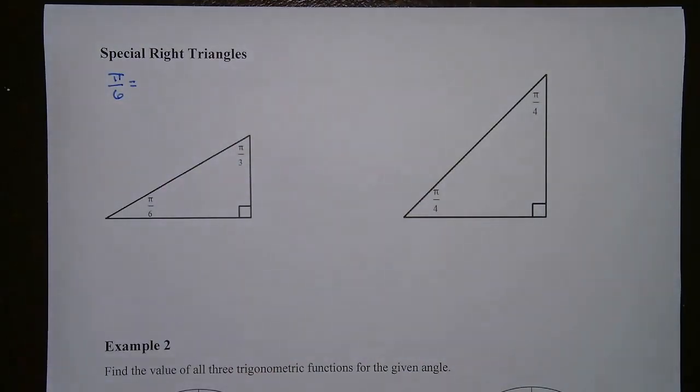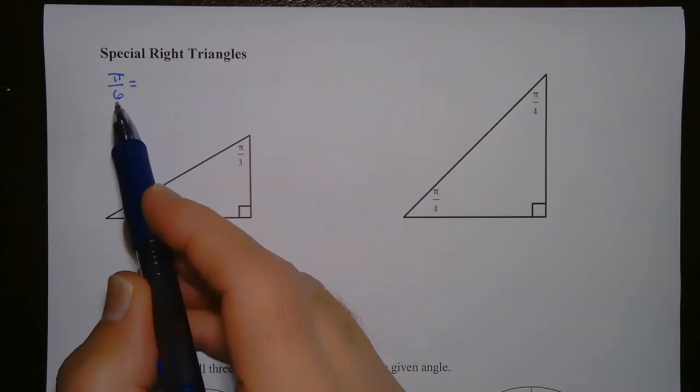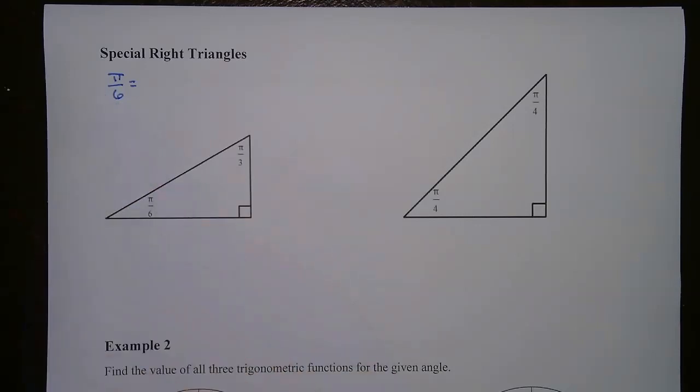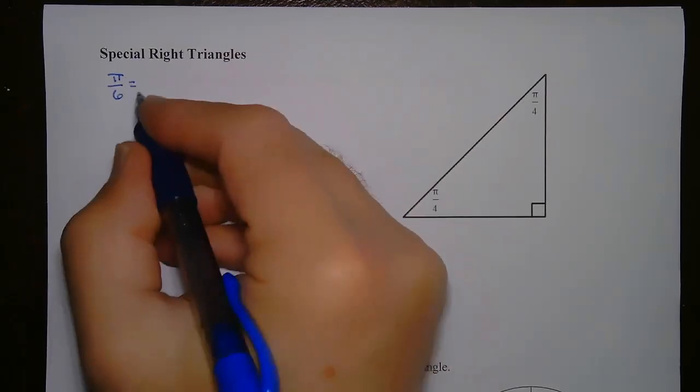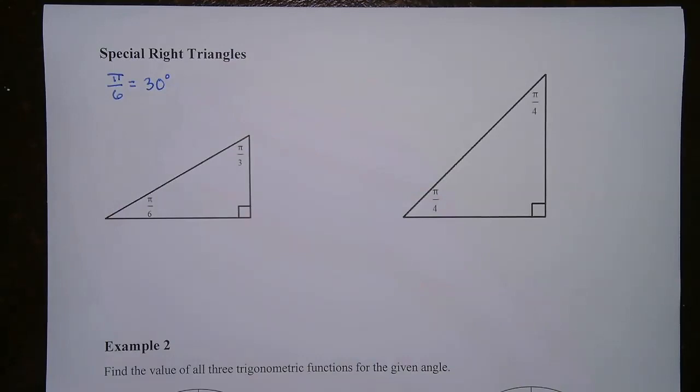So if we take pi, and pi is the same as 180 degrees, pi and 180 degrees are the same. So this is taking pi and breaking it into 6 equal pieces, or 6 angles of equal size. So if we take 180 degrees and divide it by 6, each angle would be 30 degrees. So pi over 6 will always be 30 degrees.